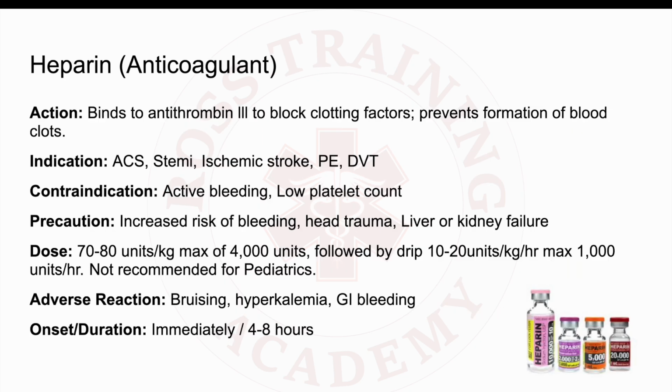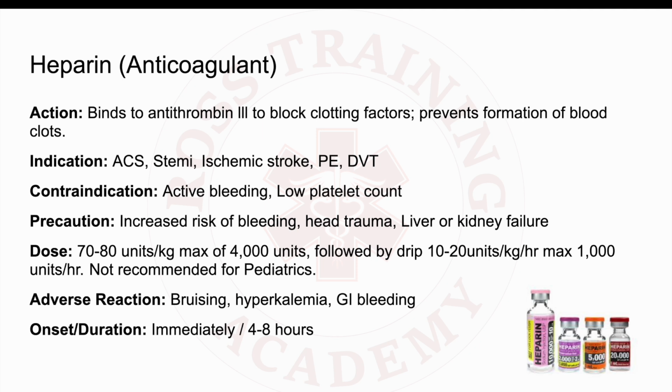And then we have heparin. It's an anticoagulant. It binds to antithrombin to block clotting factors and then prevents the formation of clots. So you're going to use it for a STEMI, acute coronary syndrome, ischemic stroke, pulmonary embolisms, and then deep vein thrombosis. Some contraindications are just going to be active bleeding and low platelet count. Some precautions, so somebody who's at an increased risk of bleeding, head trauma, and then liver or kidney failure.